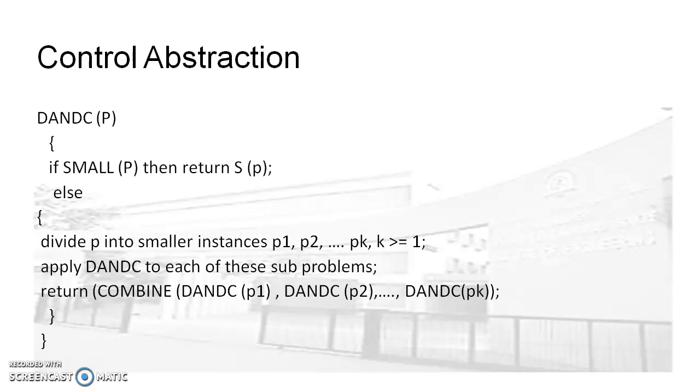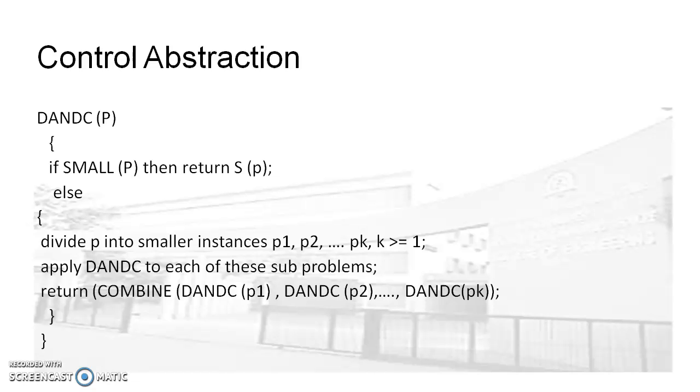Now let's have a look at the control abstraction of this divide and conquer algorithm. Consider that you have a problem P and you are applying the divide and conquer strategy to this problem P. If the problem is small enough, then the solution can be easily found and we return the solution to the problem P. But if P is large enough, then P is divided into smaller instances P1, P2, ..., Pk such that k is always greater than or equal to 1.